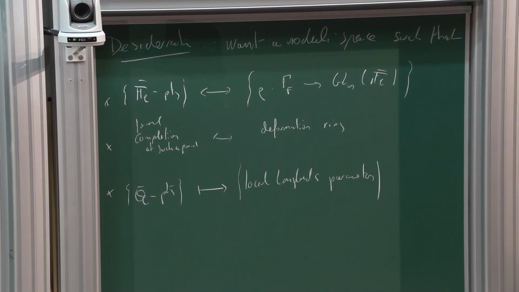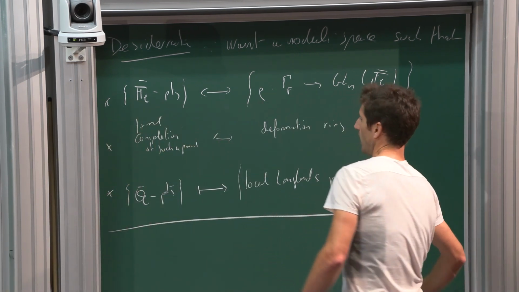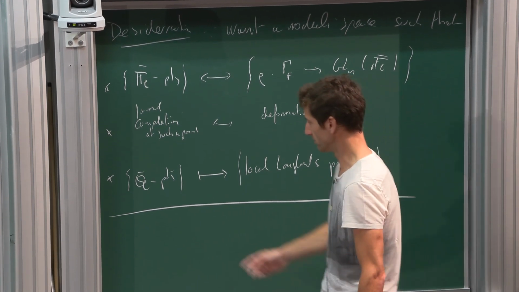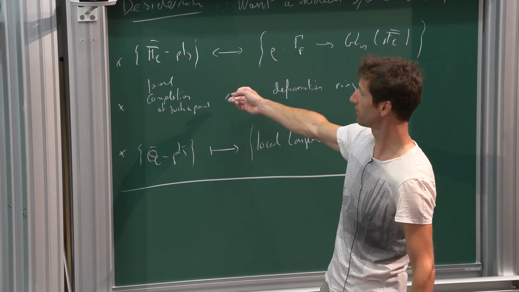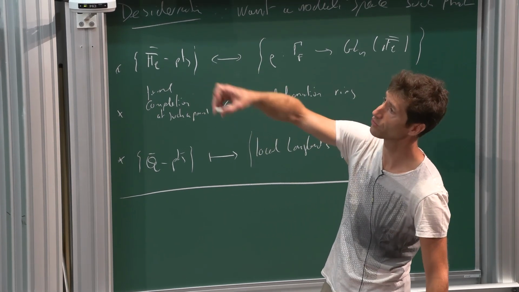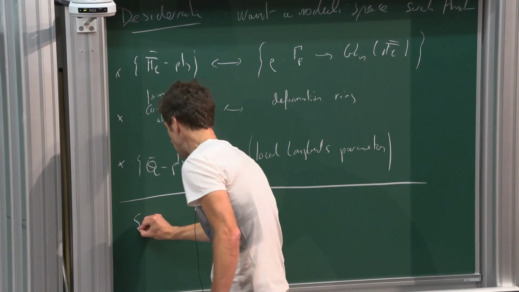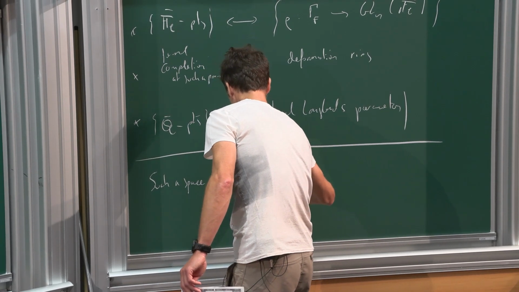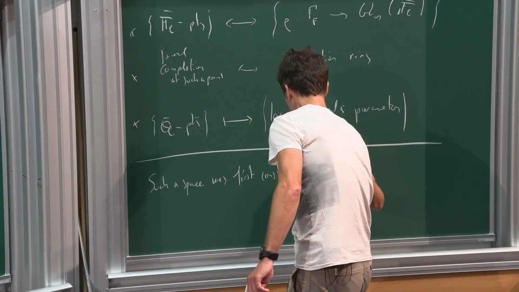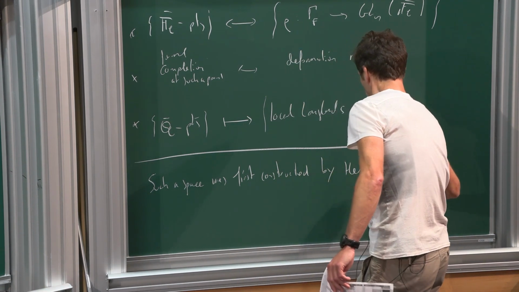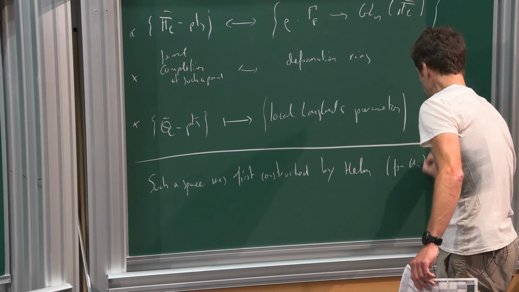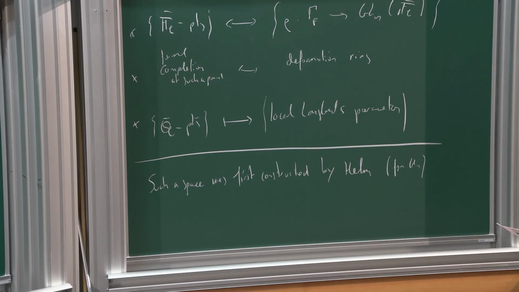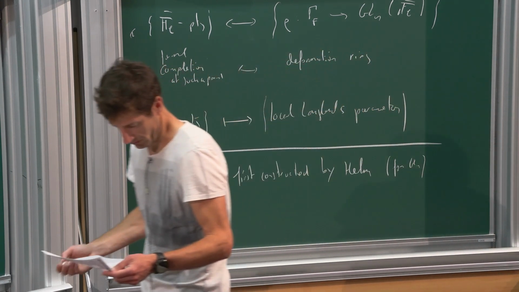So let's try to do this. So before I explain how you do this, maybe let me explain how, once you have such a space, you finally construct the representation rho. So such a space was first constructed by Helm. And that was for GL_n, and then recently many people have generalized the construction for any other groups, and that's what I'm going to tell you afterwards.